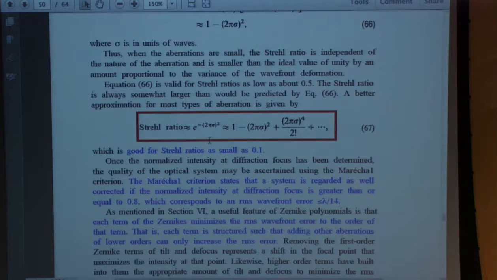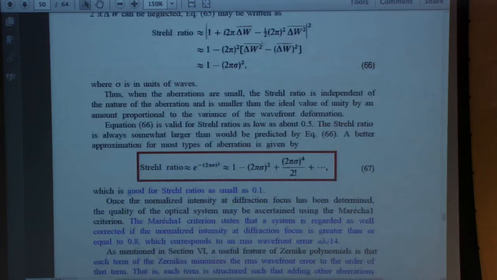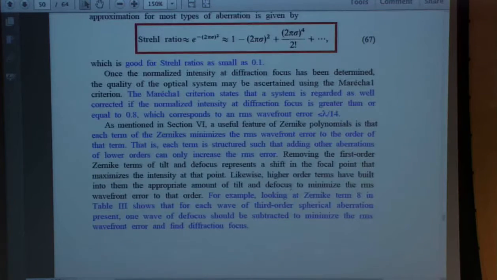Okay. So it'll be e to the i 2 pi sigma quantity squared. And if you multiply that out, you get something like what we had up above, except for the higher order terms. I said this was always a little bit too small, and so this kind of compensates for that. And this works well down to Strehl ratios as small as 0.1.